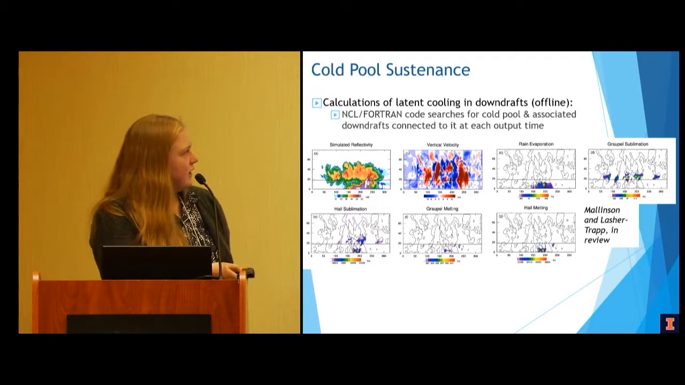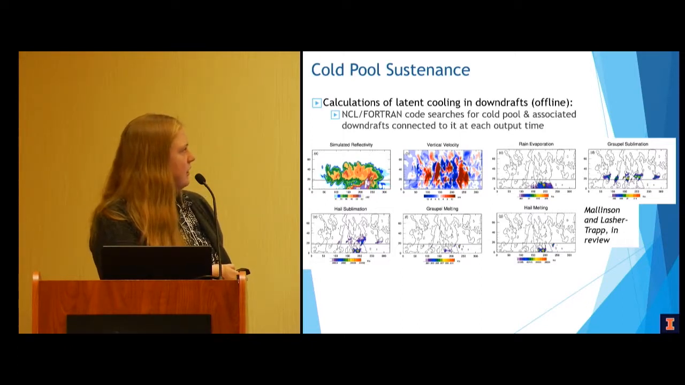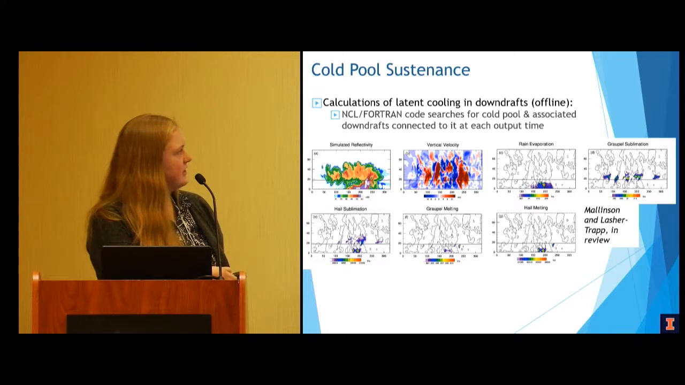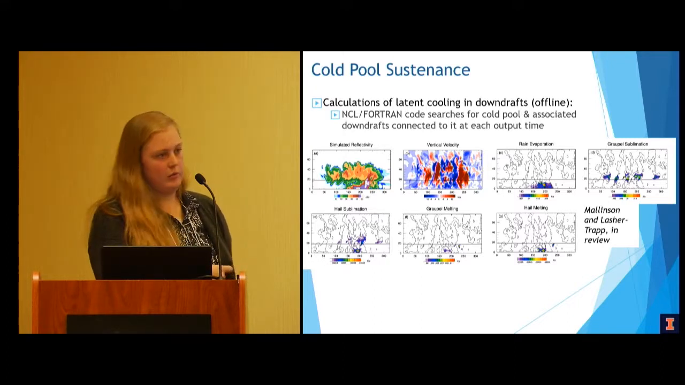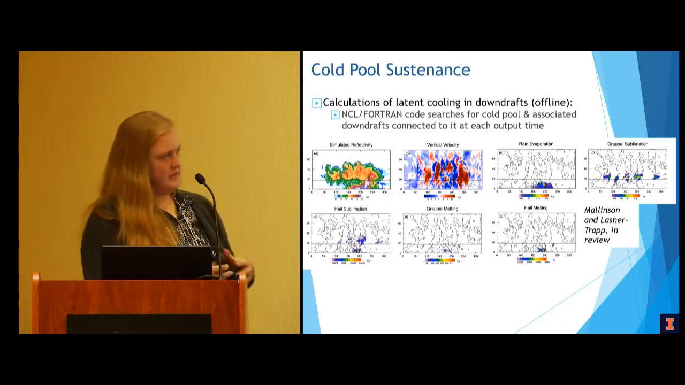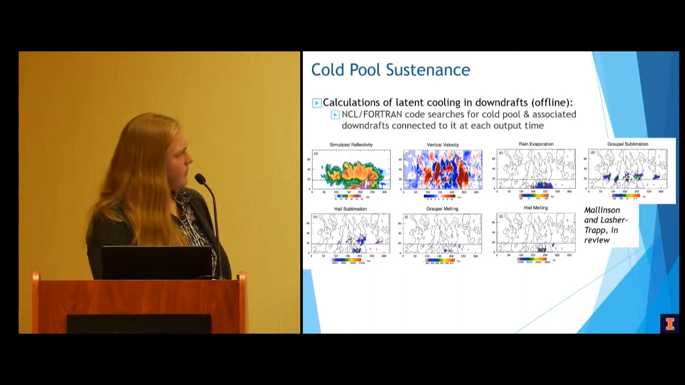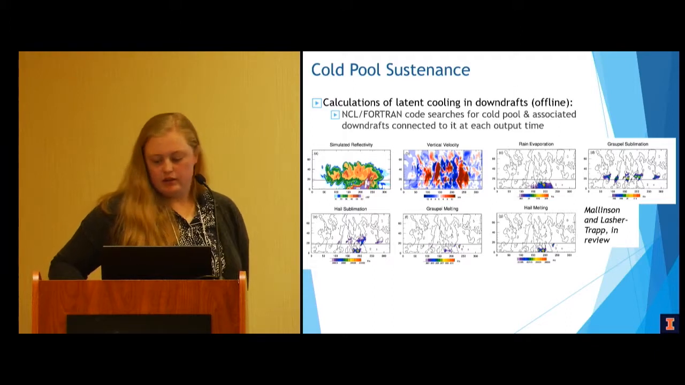If you look at this panel plot, this is an XZ cross-section. The units are in grid points, and the solid black line is the melting level. We have simulated reflectivity on the top left, and then the vertical velocity, with blues being downdrafts and red being updrafts. And then with our latent cooling terms, the contoured lines are the downdrafts, and you can see in shading where all of our latent cooling is occurring within these storms. So that's the picture of what our routine is doing to calculate latent cooling.